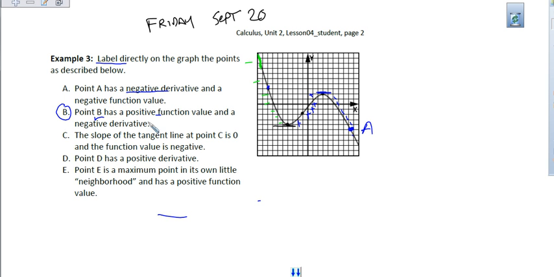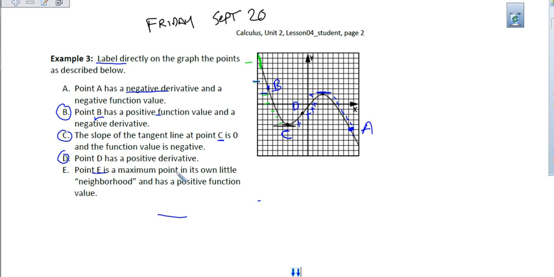Point B has a positive function value and a negative derivative. So positive function value is anything above the x-axis, and here we have a negative derivative. So we're going to call this point B. And then part C says the slope of the tangent line at the point C is 0 and the function value is negative. Well, this one has a derivative of 0, but its function value is below the x-axis, so that's point C. Point D has a positive derivative. Well, it has to be this one, because the only other point has a 0.